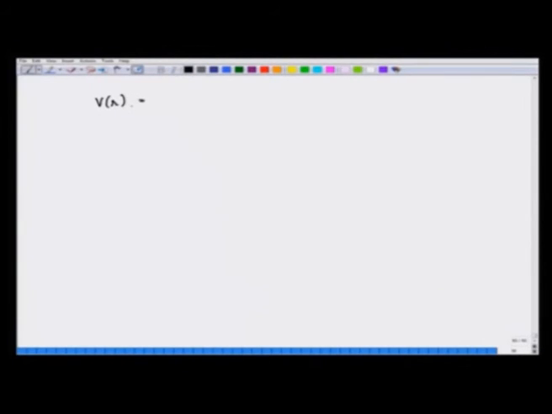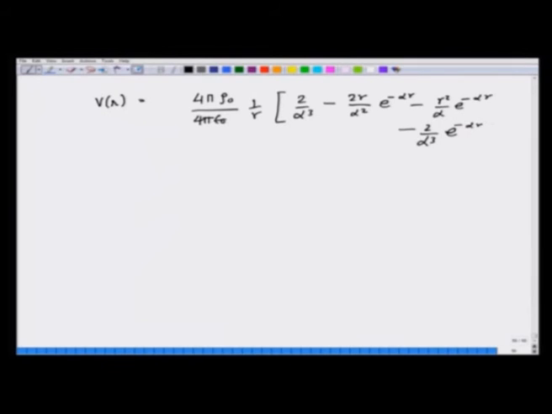V r is equal to 4 pi rho 0 over 4 pi epsilon 0, 1 over r, 2 over alpha cubed minus 2 r over alpha square e raised to minus alpha r minus r square over alpha e raised to minus alpha r minus 2 over alpha cubed e raised to minus alpha r, which is equal to, I cancel this, 4 pi rho 0 over epsilon 0, 1 over r, inside I have this whole thing: 2 over alpha cubed minus 2 r over alpha square e raised to minus alpha r minus r square over alpha e raised to minus alpha r minus 2 over alpha cubed e raised to minus alpha r.